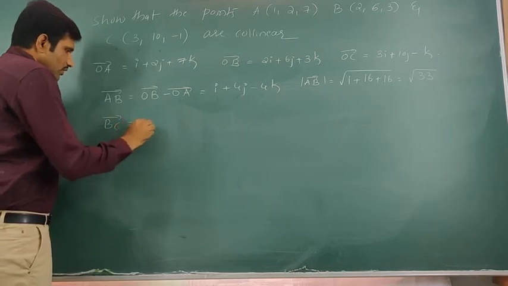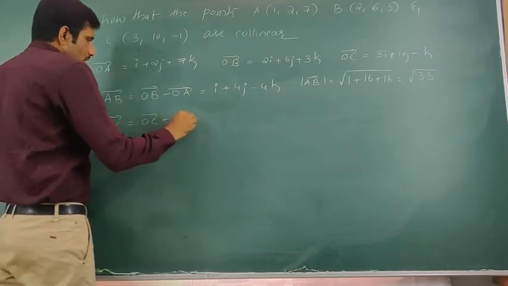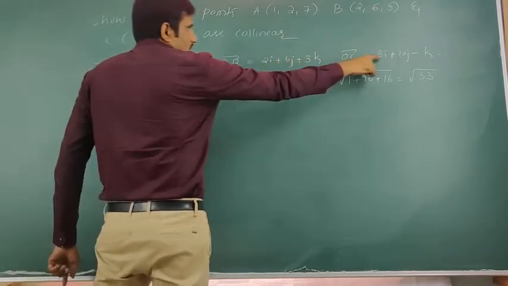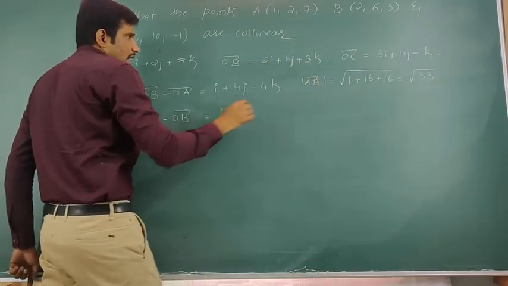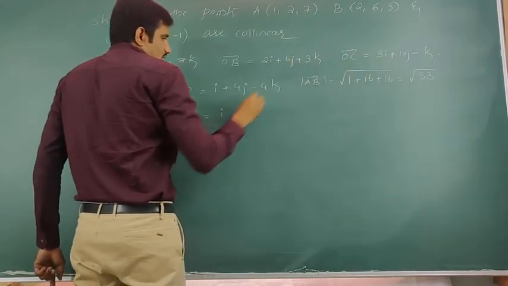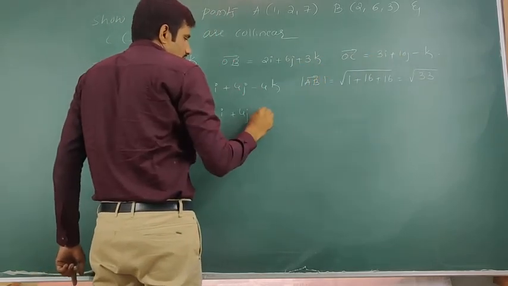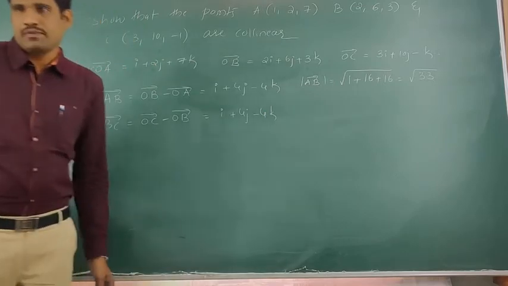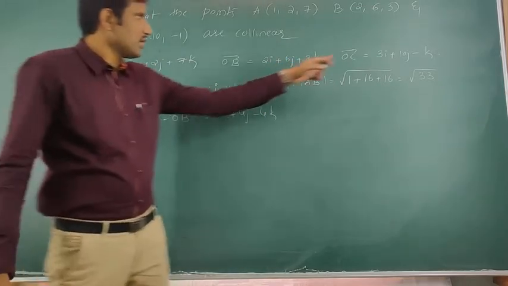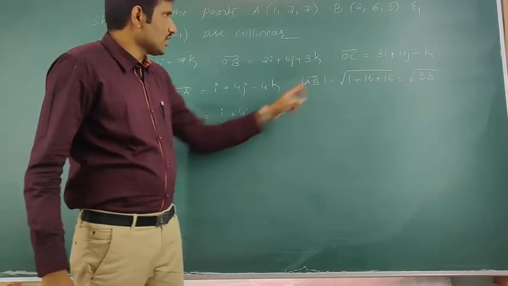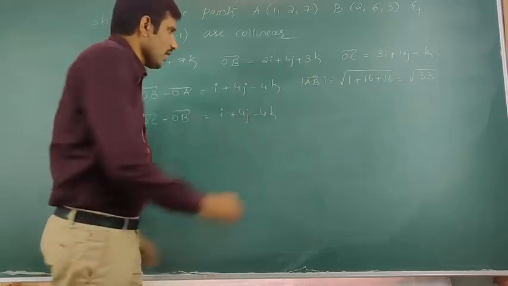Similarly, next I will find vector BC. What is BC? OC minus OB. OC is here, OB is here. 3i minus 2i is i, 10j minus 6j is 4j, minus k minus 3k is minus 4k.